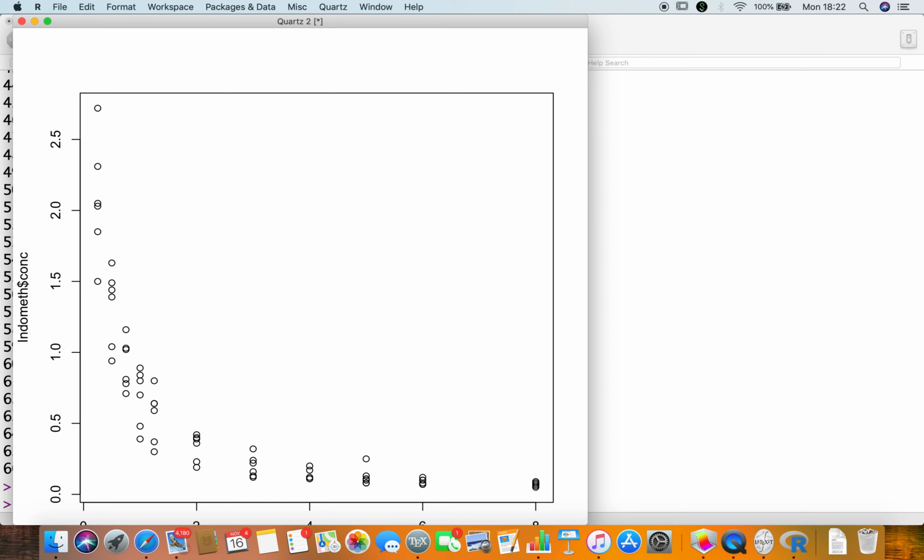And so then you have a choice. You can walk away because it's not linear, or maybe you could do something else. You could try something else.